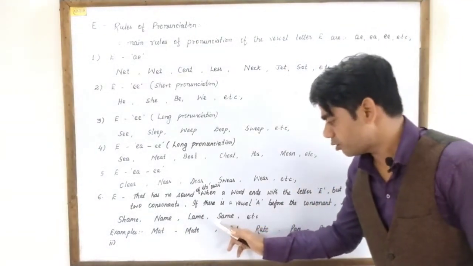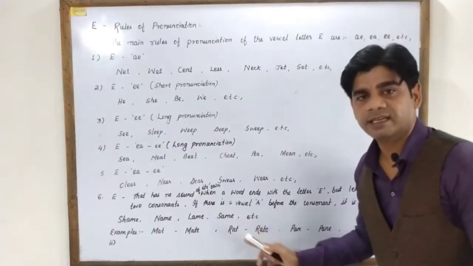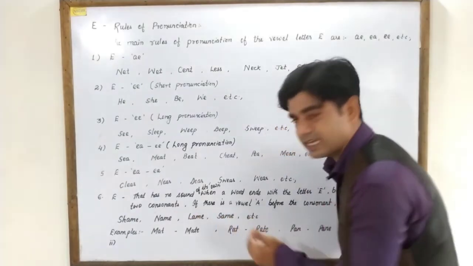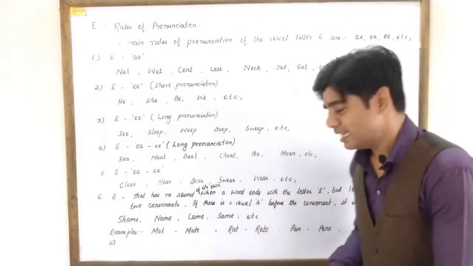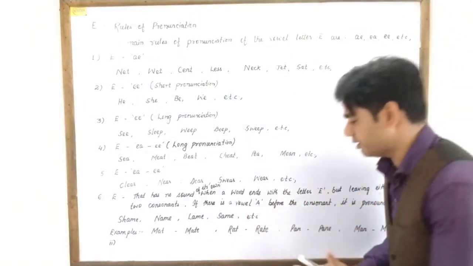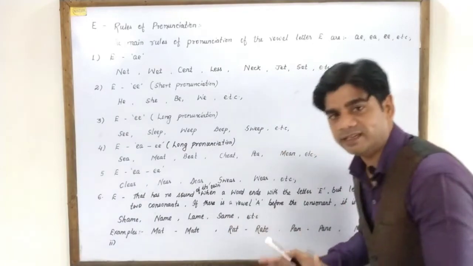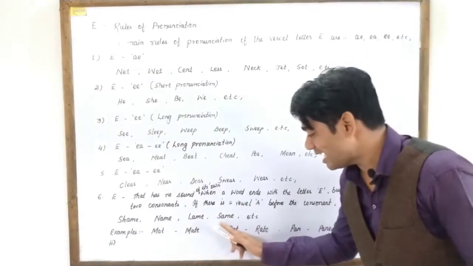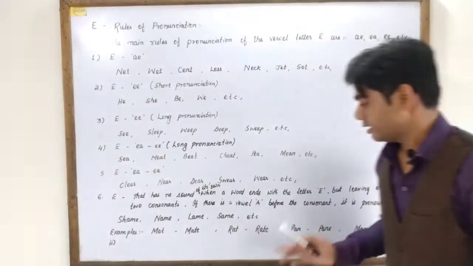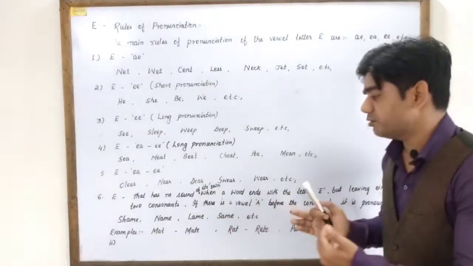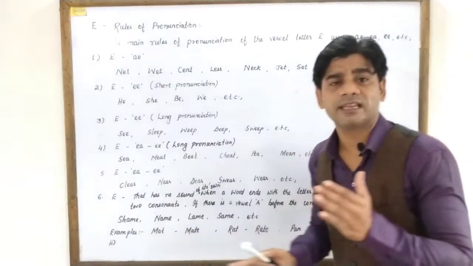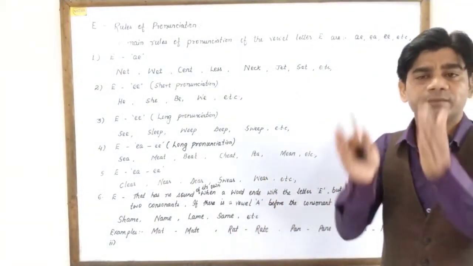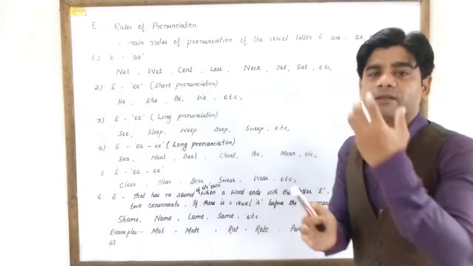Another example we have is S-A-M-E. This word also ends with the letter E, but before it there is the consonant M, and before this M there is the letter A. We follow the rule that if there is a letter A before a consonant and the word ends with the letter E, it will be pronounced long. So, same. Now we have understood: when a word ends with the letter E, it has no sound of its own, and when there is a consonant before it and the letter A before that consonant, it is pronounced long.